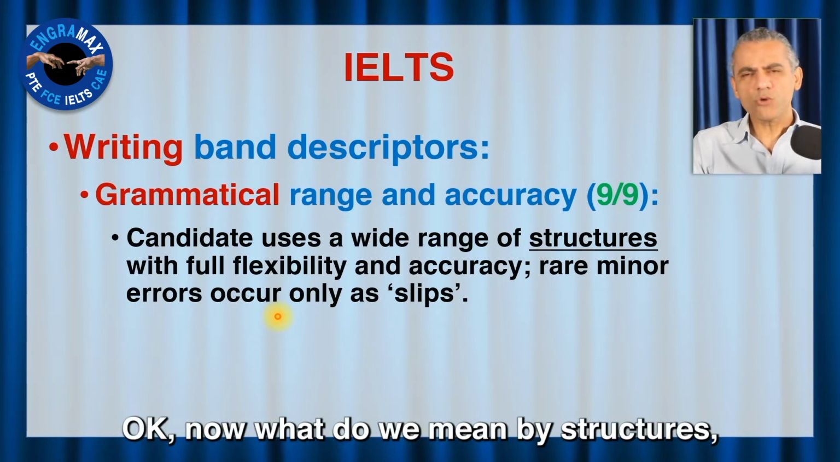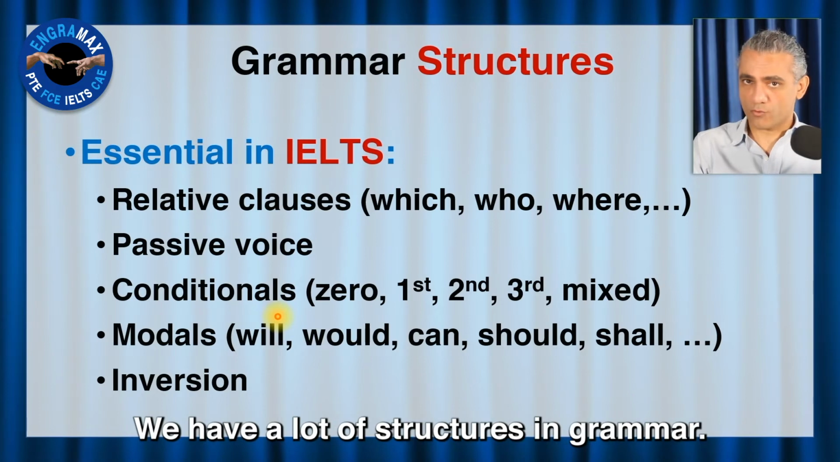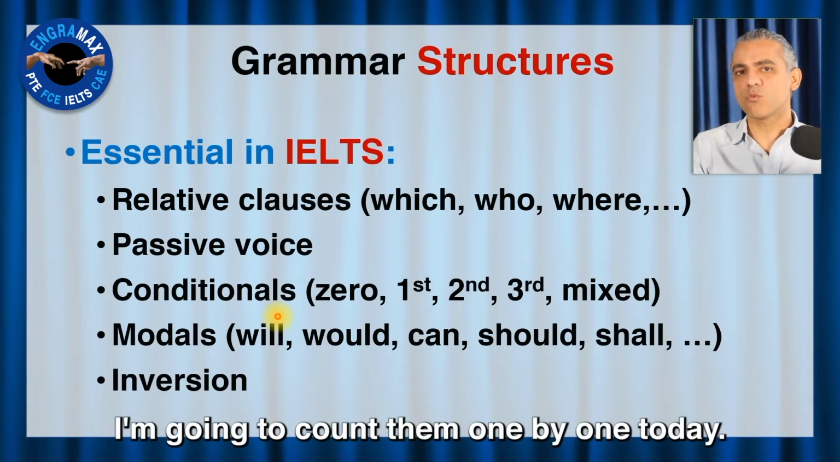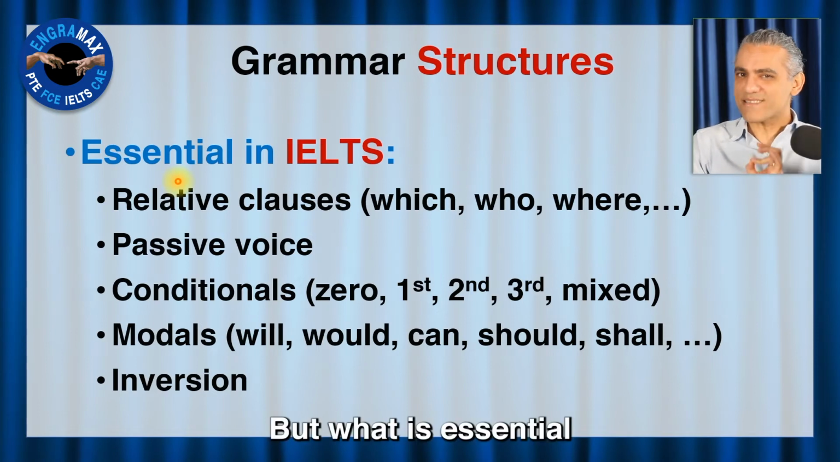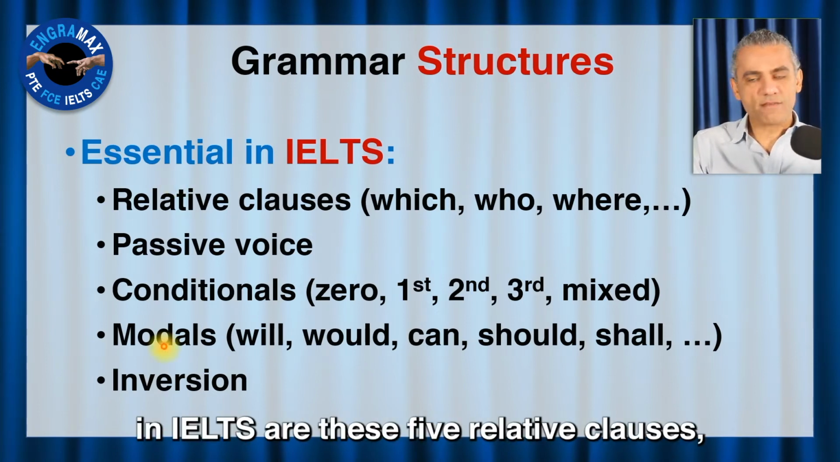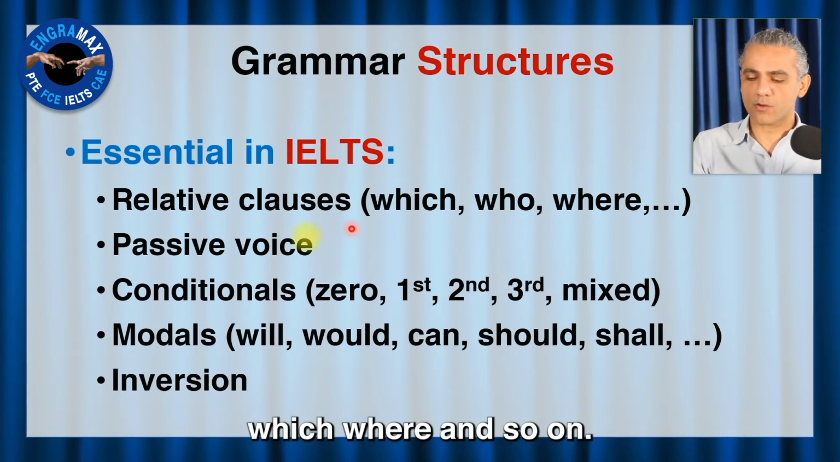Okay, now, what do we mean by structures, grammar structures? We have a lot of structures in grammar. I'm not going to count them one by one today. Look, but what is essential in IELTS are these 5. Relative clauses, it means the clauses that start with who, which, where, and so on.